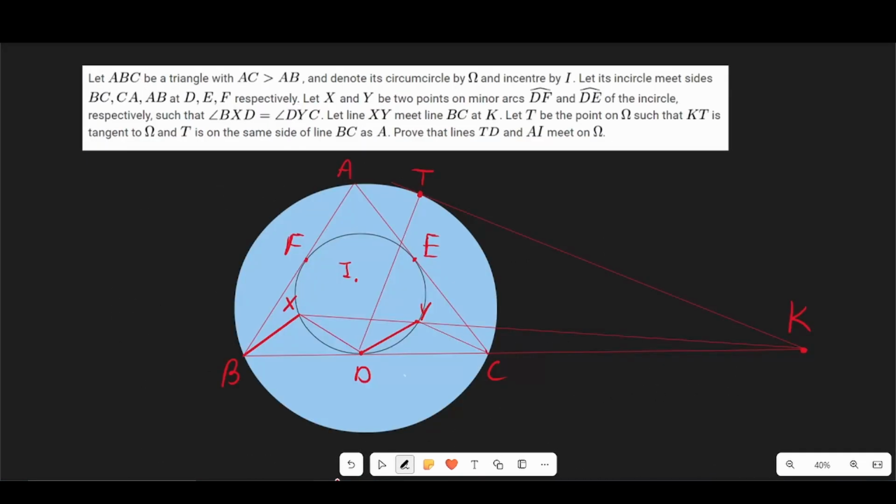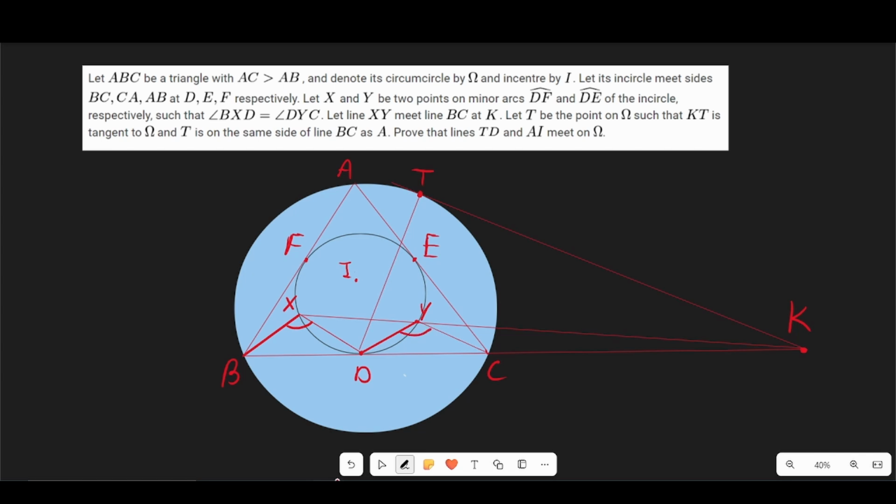The second problem was from the geometry part. We are given a triangle ABC with AC greater than AB, and omega is its circumcircle, while I is the incenter. The incircle is tangent to AC, BC, and AB at E, D, F respectively, and X and Y are chosen on arcs FD and ED such that angle BXD equals angle DYC.